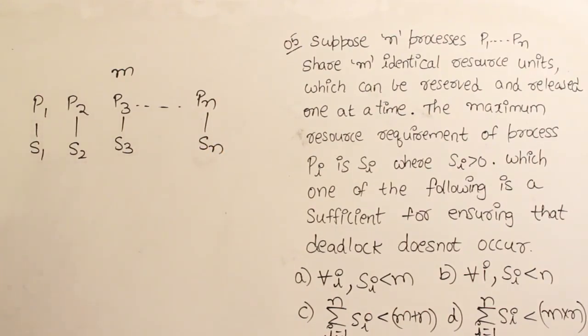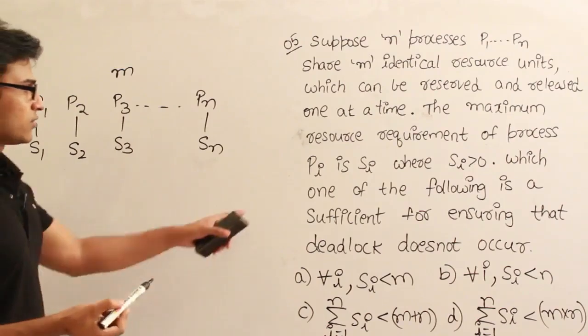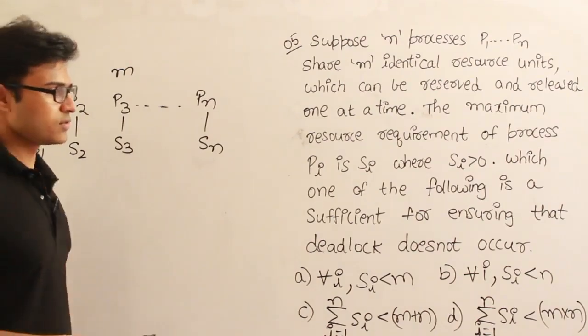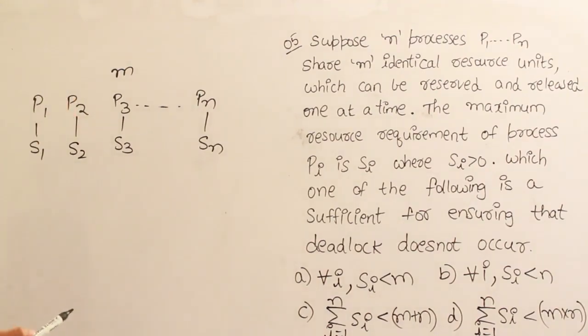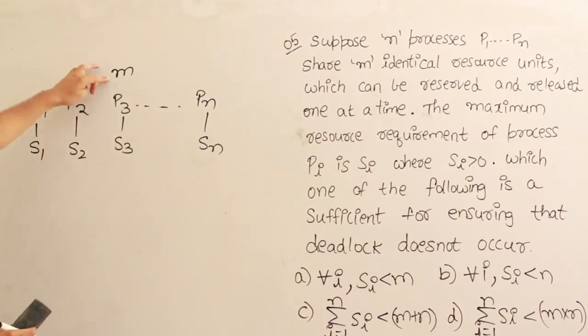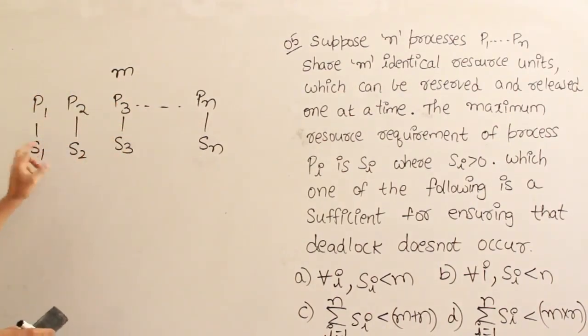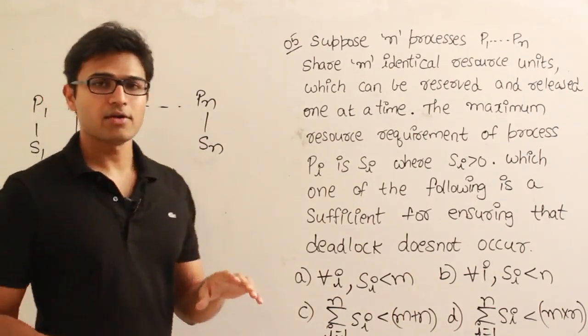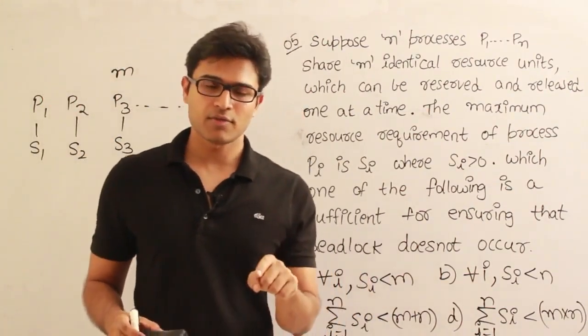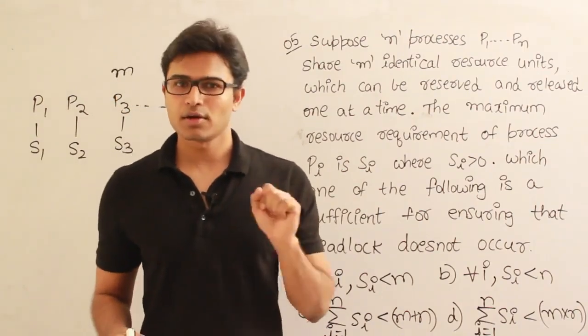Okay, and now the question is, which one of the following conditions ensures that there is no deadlock? So indirectly they are asking, what is the relationship between m, n and all these Si's so that there will be no deadlock. So in order to find it, you should find out what is the minimum number of resources required so that there will be no deadlock, right?